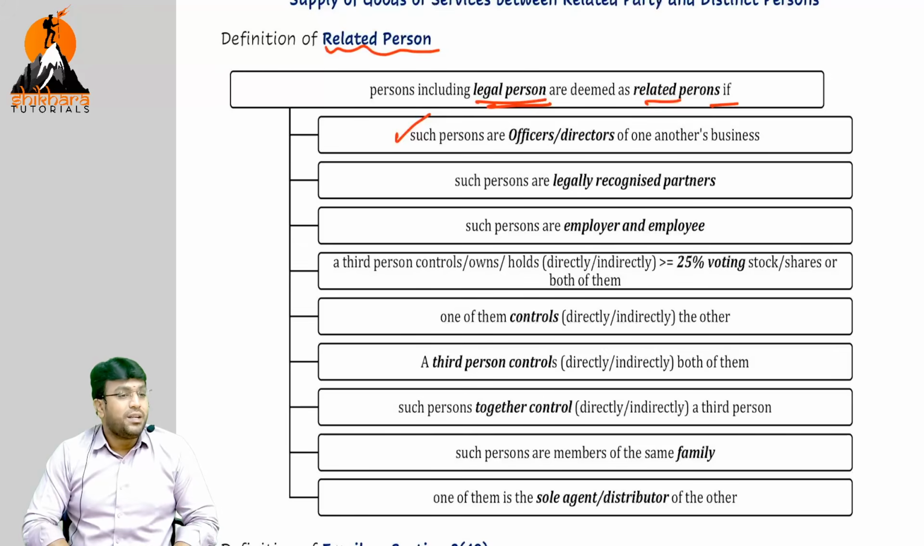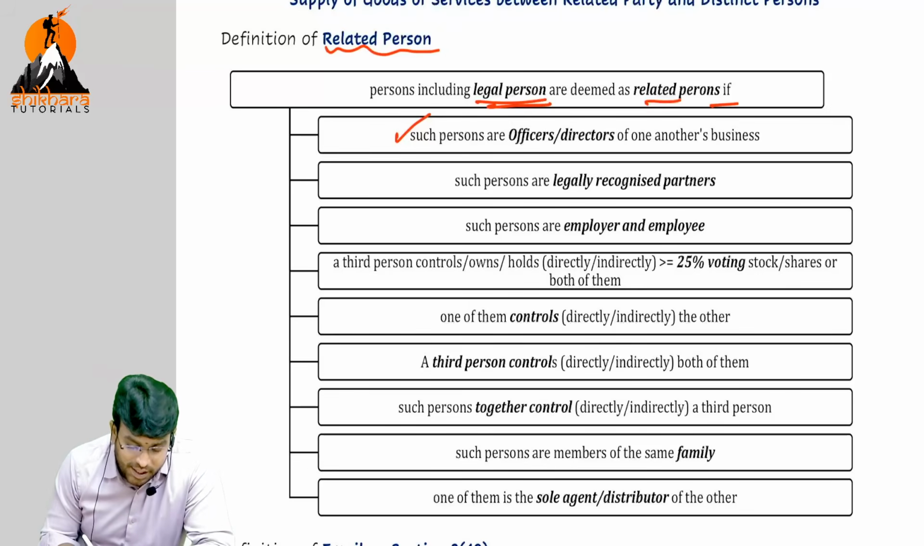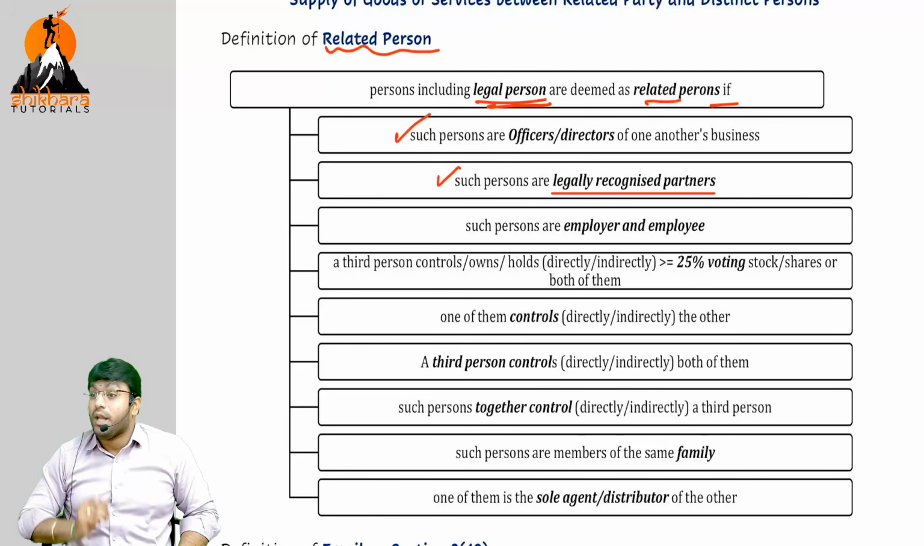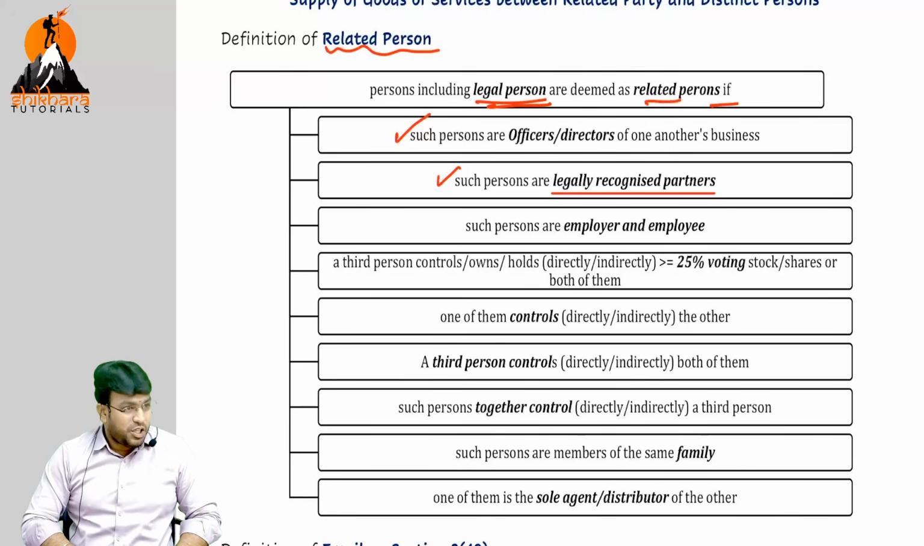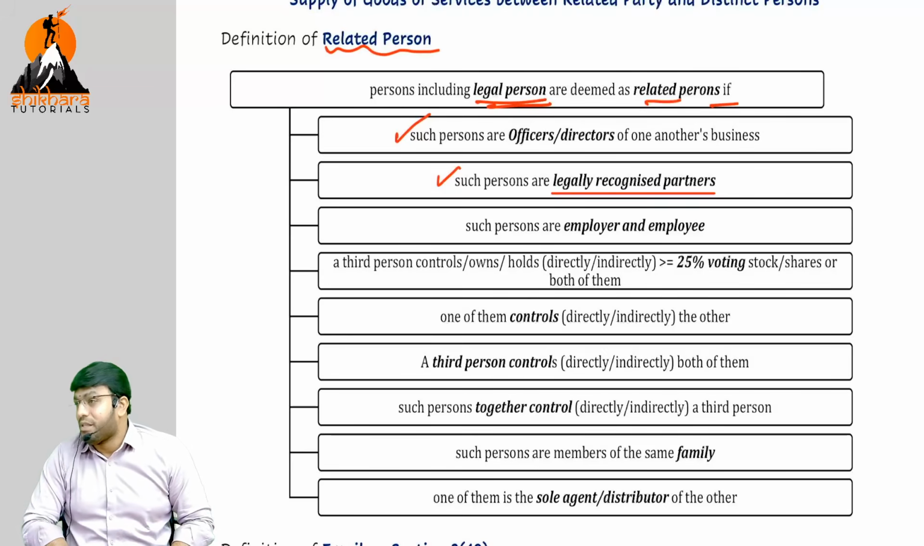Come on, repeat the first point. Such persons are officers or directors in one another's business. Understood? Second point. Such persons are legally recognized partners. Sir, here partner does not mean your partner in crime, wife, spouse, girlfriend. We are not talking about that. We are talking about a legally recognized partner. That means in a partnership firm or LLP, they were partners, no sir. Those partners are regarded as related persons.